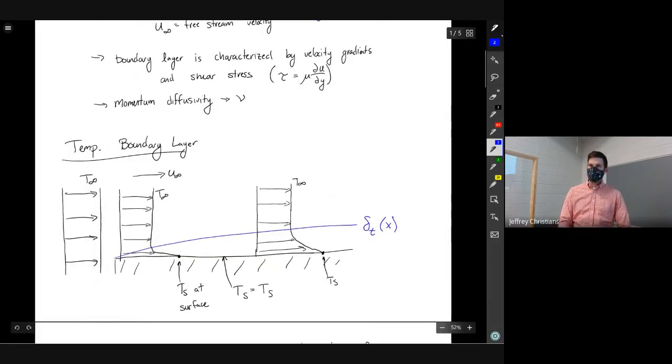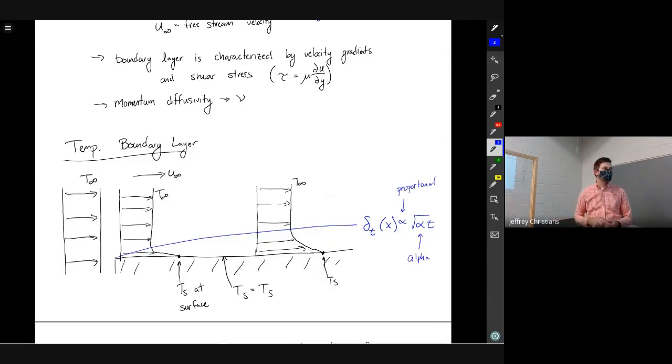For the temperature boundary layer, we're going to say something exactly analogous, but how does temperature move through something? It moves by conduction. So for the temperature boundary layer, this grows proportional to the square root of alpha times time. And I understand this is proportional. This is alpha. I understand those are hard to differentiate.